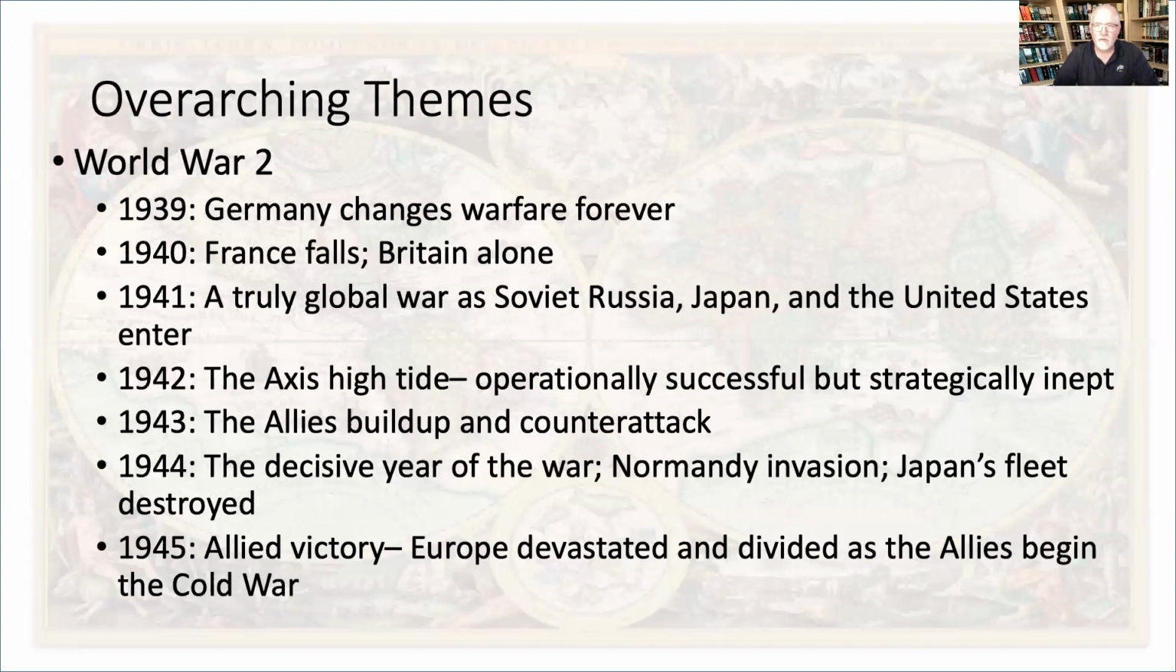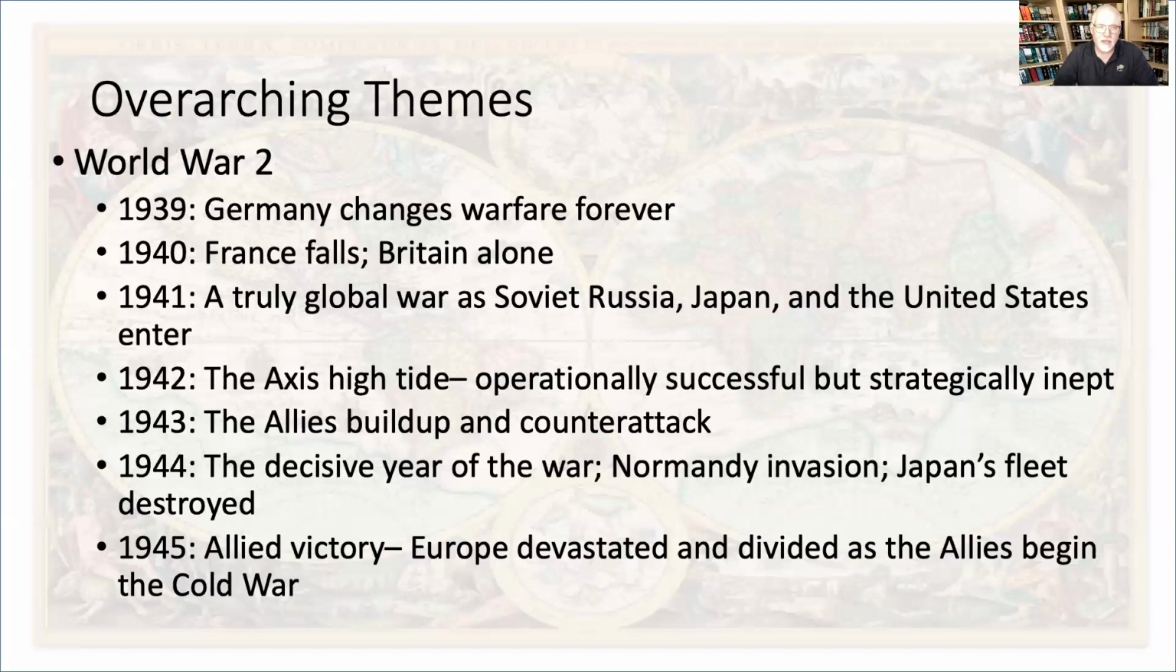Britain stands alone, and people don't expect the British to last very long. However, the British do outlast the Germans. And in 1941, we see a truly global war as the Soviets, the Japanese, and the Americans enter. 1942, we'll see, is the Axis high tide. They are operationally successful everywhere in the world, but they're strategically inept. The Axis powers really have no way to win. No matter how good they are strategically and operationally, they're simply not going to conquer America, Russia, and Great Britain. Whatever you see on the television show, Man in the High Castle, notwithstanding.